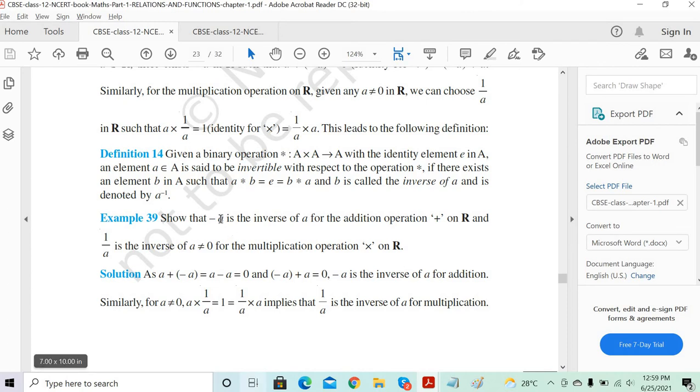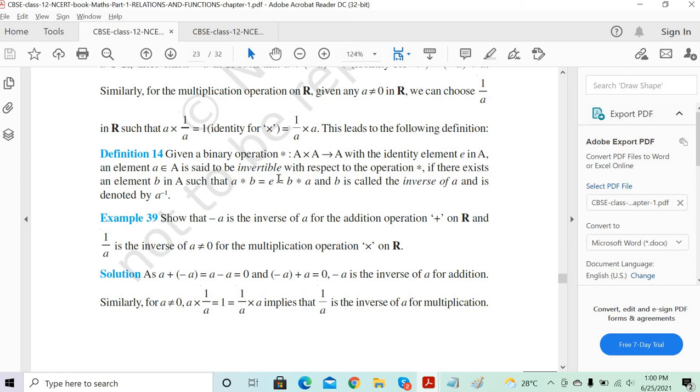What does it mean here? See, till now we got the identity element. Now invertible means there are two elements in the set A. When you do the binary operation on two elements, a star b, you should get the identity element E. And when you do the reverse, b star a, then also you get the same answer. Then we can say b is the inverse of a. Not clear? Let's do it with some example.